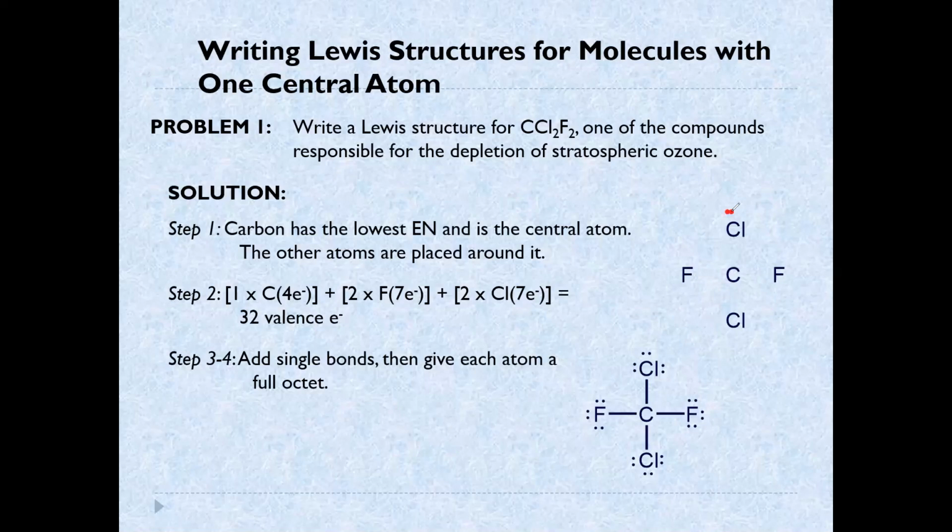So chlorine will be 1, 2, 3, and we give them in pairs, 4, 5, 6, 7, 8. Let me erase this. So that is 7, 8. This one also has 1, 2, 3, 4, 5, 6, 7, 8. This other one also, 1, 2, 3, 4, 5, 6, 7, 8. And this other one, 1, 2, 3, 4, 5, 6, 7, 8.